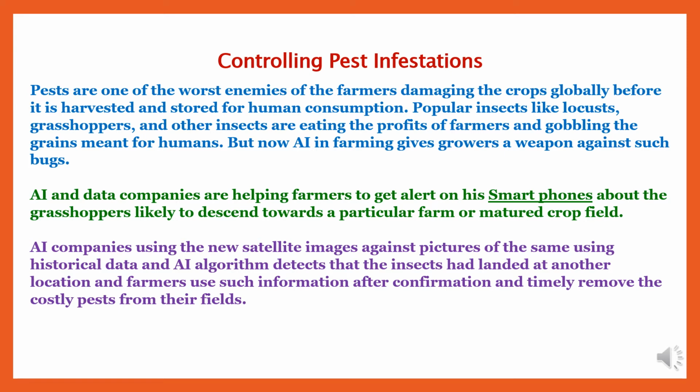Artificial intelligence and data companies are helping farmers get alerts on their smartphones about grasshoppers likely to descend towards a particular farm or matured crop field. Artificial intelligence companies compare new satellite images against pictures of the same area using historical data, and artificial intelligence algorithms detect that the insects have landed at another location, and farmers use such information after confirmation to timely remove the costly pests from their fields.